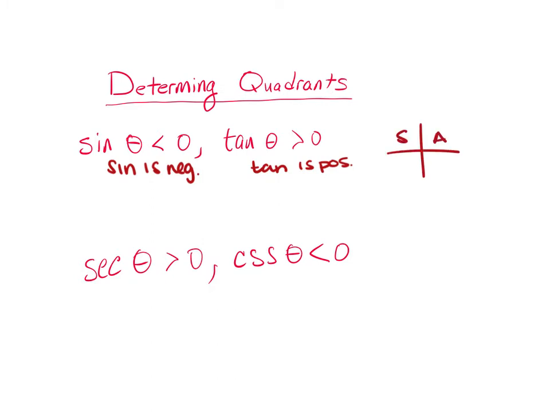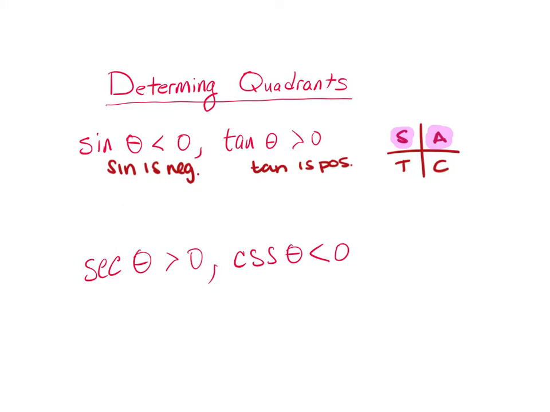From here, you want to think about your coordinate plane. All Students Take Calculus. Where is your sine and your tangent? Sine would be negative, tangent would be positive. That means sine is positive in one quadrant, sine's negative, tangent is positive, you have your All.